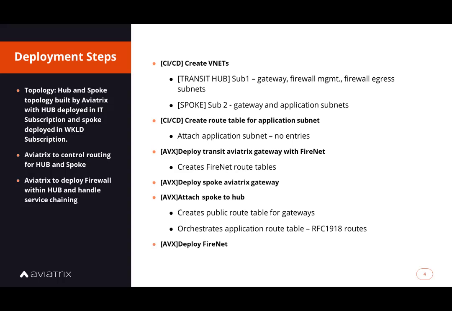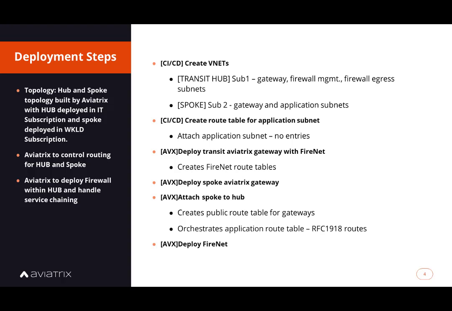Within the Aviatrix workflows, we deploy a transit gateway within subscription 1 with FireNet enabled. In subscription 2, we deploy a spoke gateway and then attach that spoke gateway to the hub. Lastly, we will deploy FireNet to service chain our next-gen firewall in the topology.